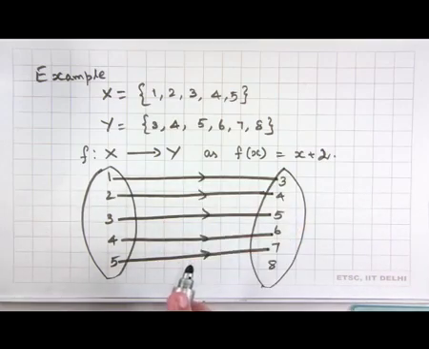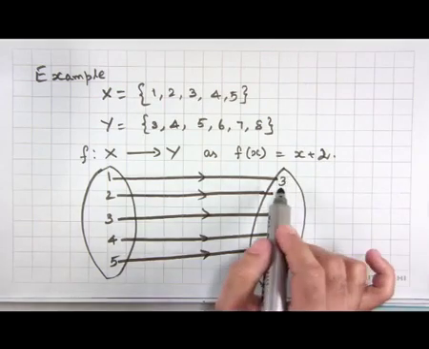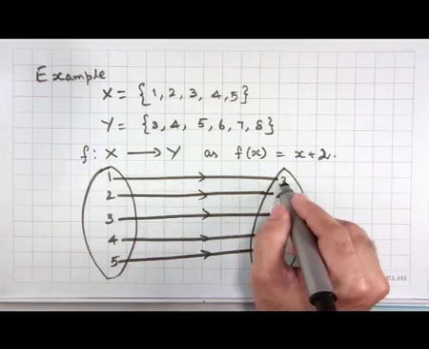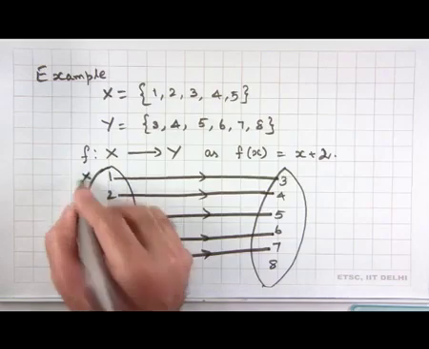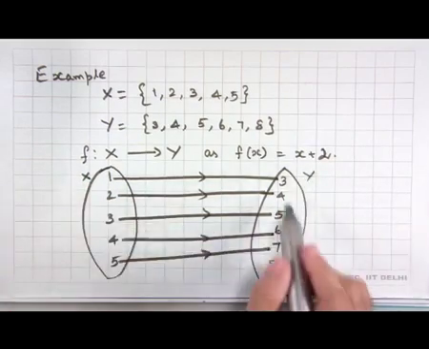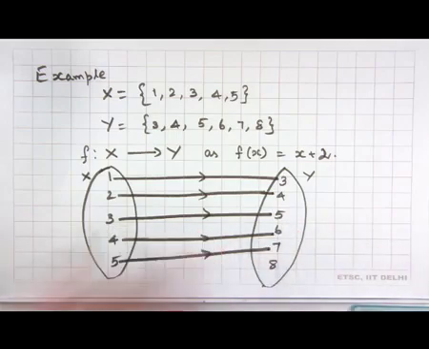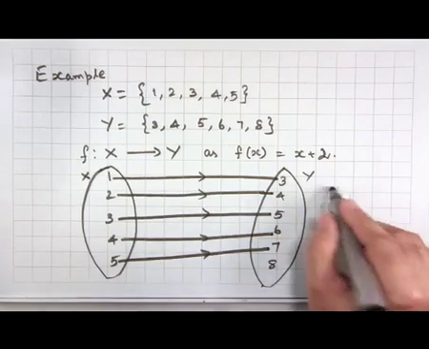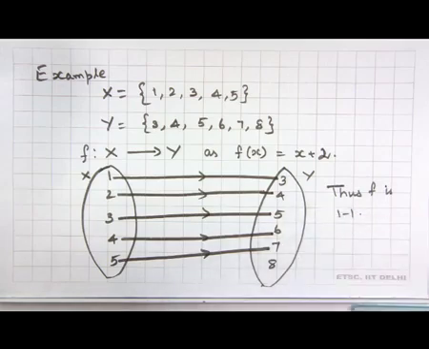Here you can notice that each element in the range, that is 3, 4, 5, 6, has got a unique pre-image. So, the pre-image of 3 is exactly 1 and there is no other element of X which gives rise to 3 via this f, and similarly for 4, 2 is the only pre-image, and for 5, 3 is the only pre-image, for 6, 4 is the only pre-image, and for 7, 5 is the only pre-image. So, thus f is 1-1 in this case.